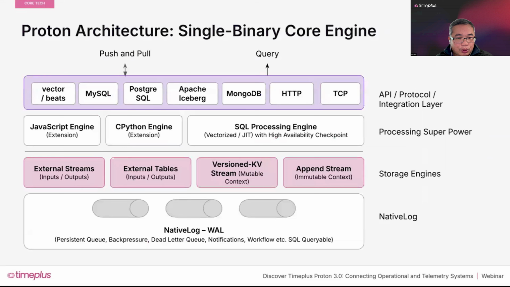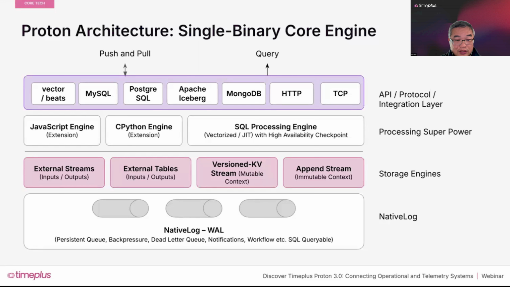So yeah, here's the Proton architecture. I think the online one could be very interesting, which is a native log. We call it the WAL. The native log is basically acting like a persistent queue, back pressure, data queue, and also notification workflow. And the native log is queryable. When a user runs a streaming SQL query, the SQL query reads the data from the native log directly.